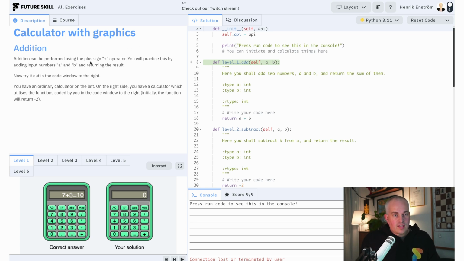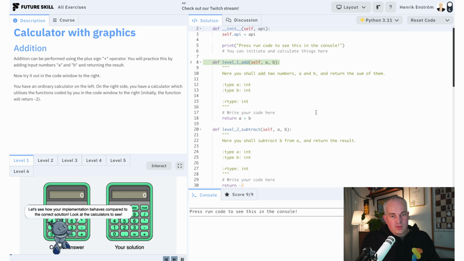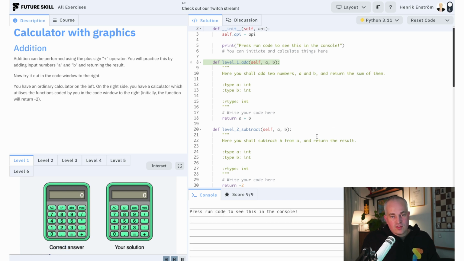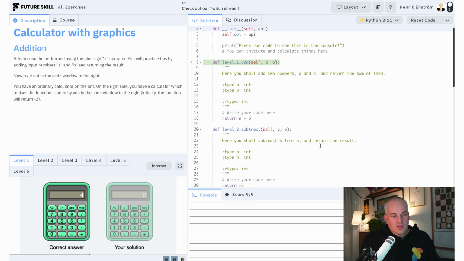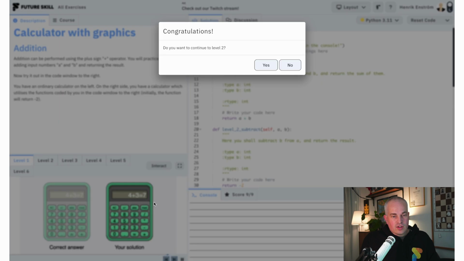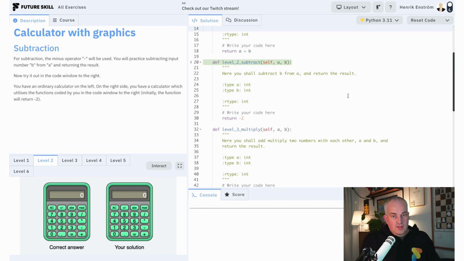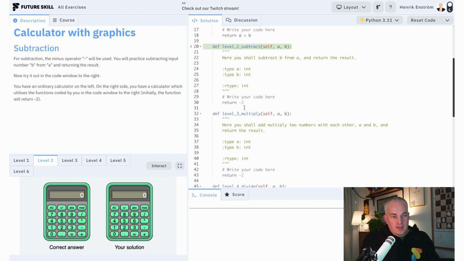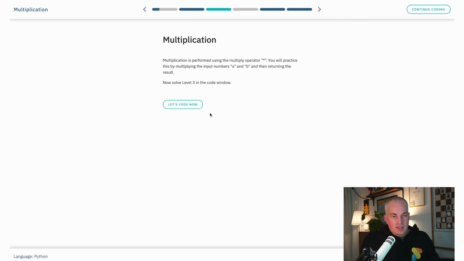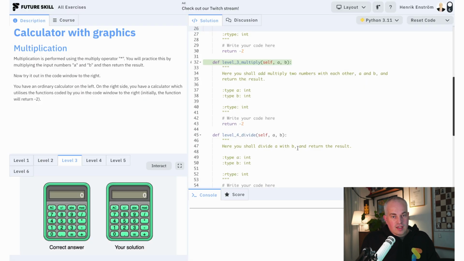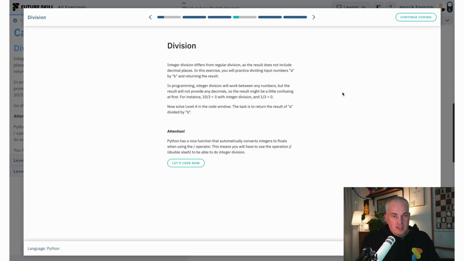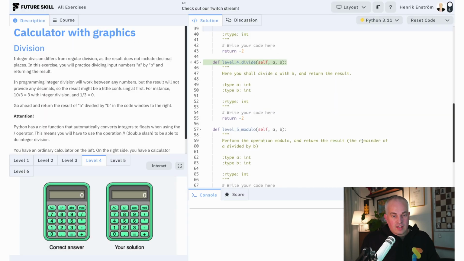In the first level, we're going to do addition, basically just return a plus b, like I'm showing here. I'm typically not going to show how to solve the levels and run it, but just to give you an idea here. We start with addition and see that we get the same value as the correct answer. Then in level 2, we're going to do subtraction, so we return a minus b. In level 3, multiplication, so here we return a times b. Then division, so here we do a divided by b.